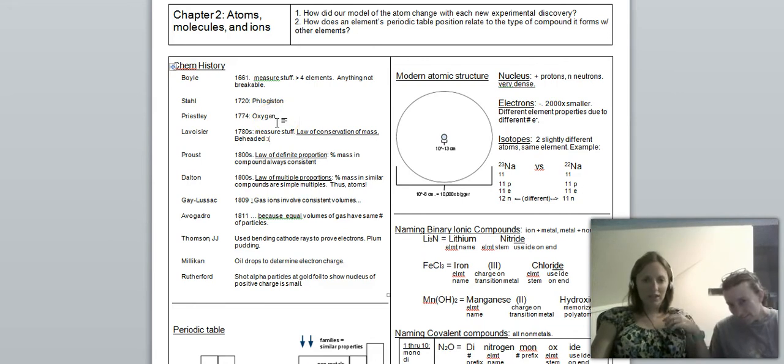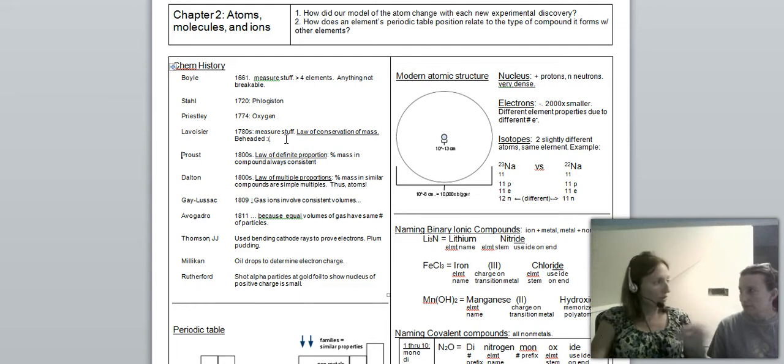So Antoine Lavoisier was a French dude. He was in the 1780s. He was also really into measuring stuff. In fact, he was into measuring stuff so much that he measured all of the grams of everything that he ever did reactions with, and he found that if he started with 182 grams of something, he always ended with 182 grams of something else. He was like, mass doesn't disappear. So he was the dude that did the law of conservation of mass. Unfortunately, he was a mean Frenchie, and he got beheaded during the Revolution.